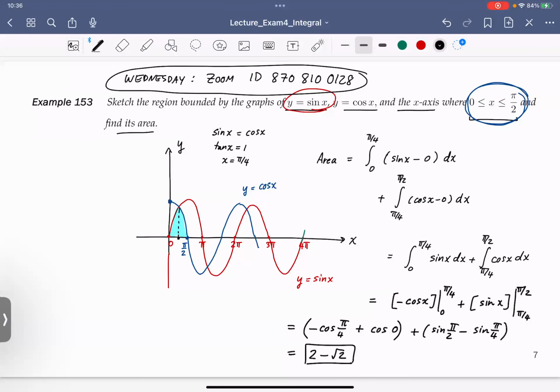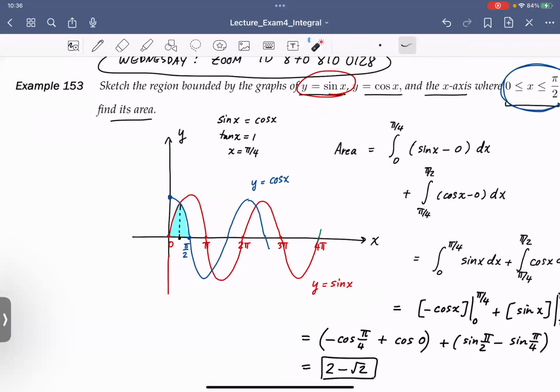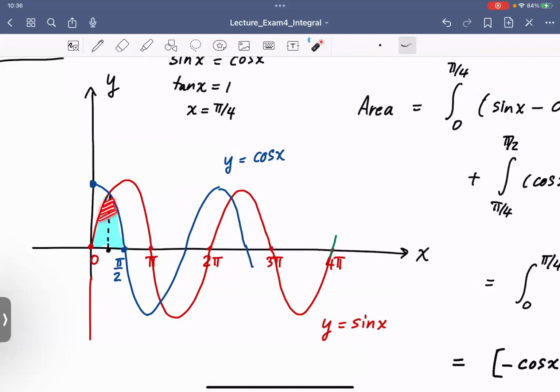All right, so today we're gonna start by taking a look at example 53 here. This is the one that we stopped at last time. So last time we said that if we have the function sine here, and you also have the function cosine here, you actually found that the area that you want to compute is here.